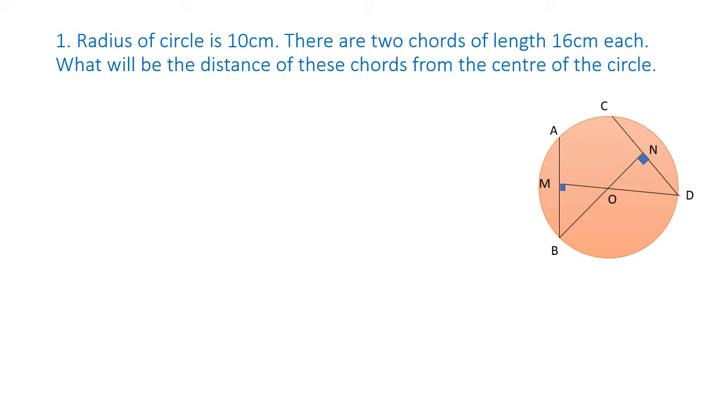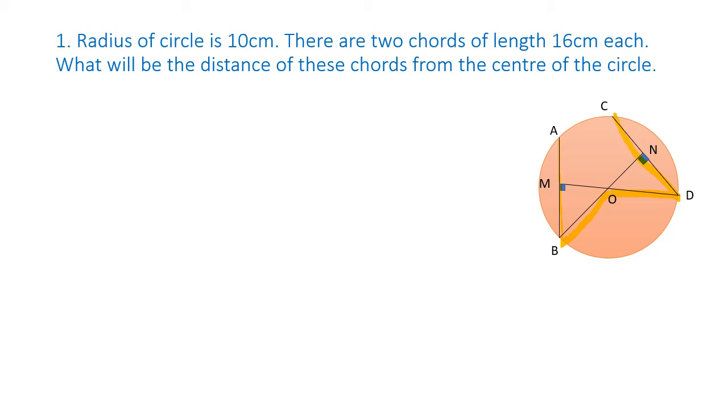So first thing that we have is the radius of a circle. In the given figure, the radius of the circle is OB and OD. Whereas there are two chords also, AB and CD. These are the two chords which are 16 centimeter each. So we have to find out the distance from the center of the circle, which means that we have to find out the length of OM and ON.